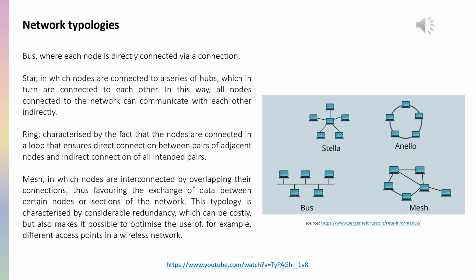Mesh, in which nodes are interconnected by overlapping their connections, thus favoring the exchange of data between certain nodes or sections of the network. This typology is characterized by considerable redundancy, which can be costly but also makes it possible to optimize the use of, for example, different access points in a wireless network.